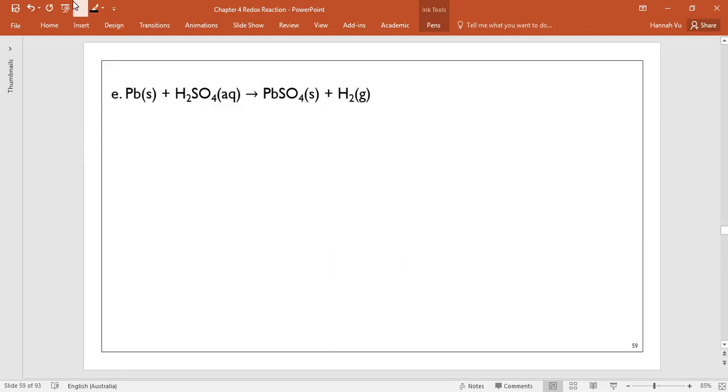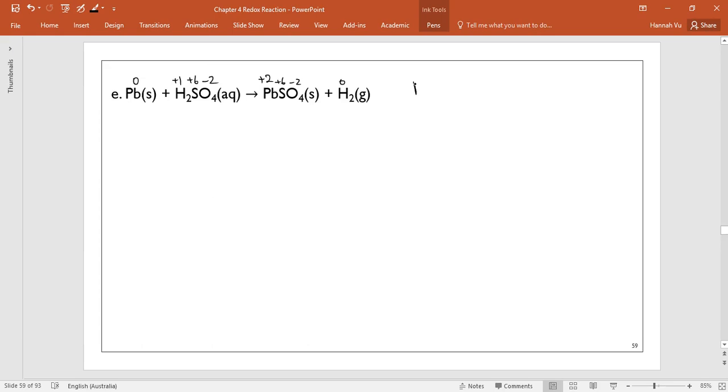And then we have 2e. Okay, 2e is interesting. I'm just going to start with the balancing, sorry, the oxidation numbers first. So -2, +6, +1, -2, +6, +2, and 0.